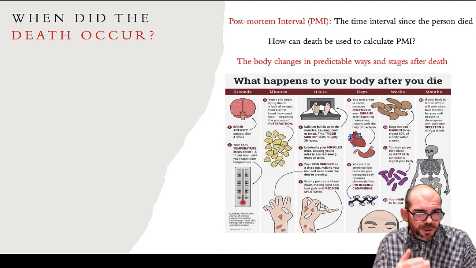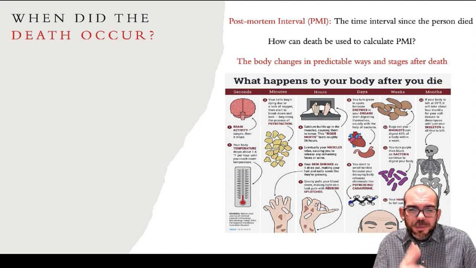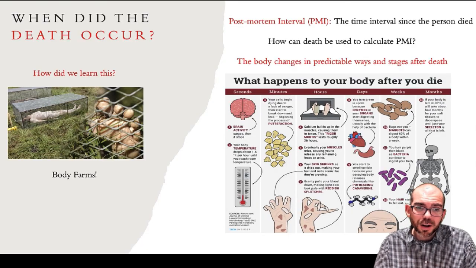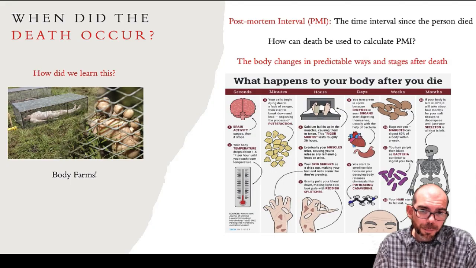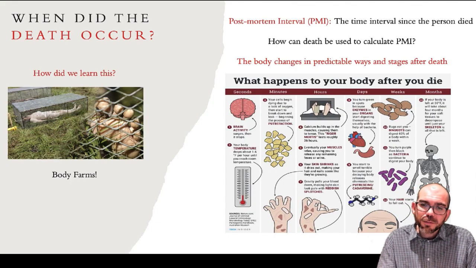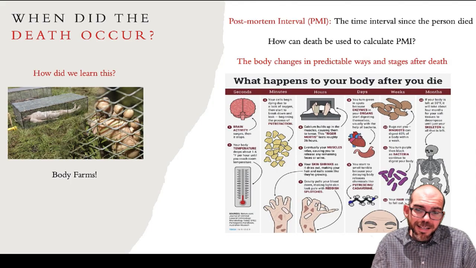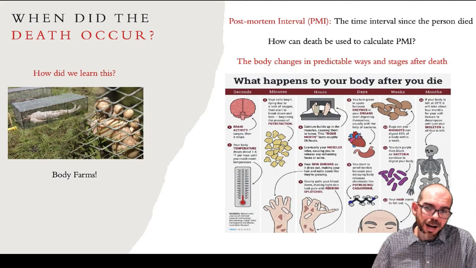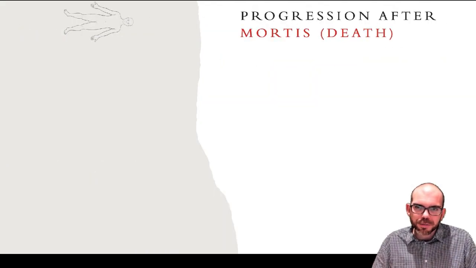In science, you always want to ask yourself, well, how do we know that? To determine the stages of death, we have and currently do utilize something called a body farm. People who donate their bodies, referred to as cadavers, are placed out into different environmental conditions, and we wait and see how the death progresses. This research lets us determine when a person dies. So taking this data from body farms, we now understand the progression of the body after death. And death is also referred to as mortis.